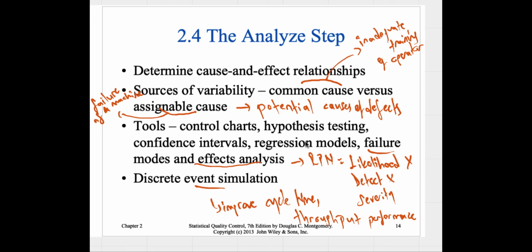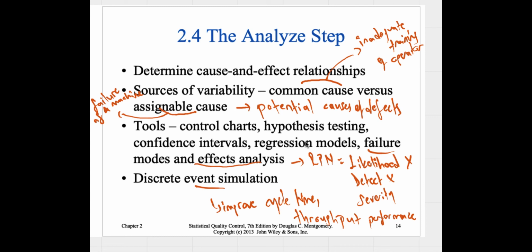Tools we are using in the analyze step are like statistical control charts, hypothesis testing, confidence intervals, regression models, failure modes and effects analysis, etc. For this course, we are going to see the statistical control charts, but you are already familiar with hypothesis testing, confidence intervals, and regression models. I want you to review the statistics and simulation courses to remember those techniques. About failure modes and effects analysis, it's called FMEA. We are going to see the details of the failure modes and effects analysis technique in the risk course you have already taken.